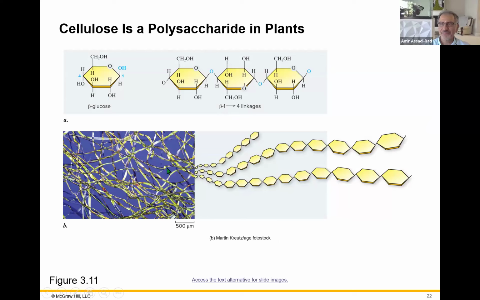Cellulose. Celery you eat. The wood, the plants, the chair here, the paper. These are all cellulose. It means they are beta linkage. The most abundant molecule on planet Earth is cellulose, more than any other molecule on planet Earth.